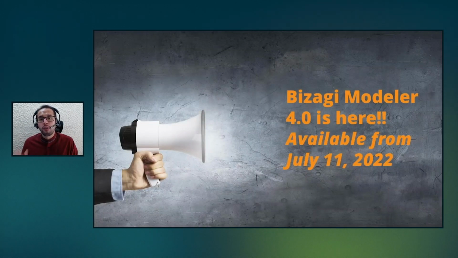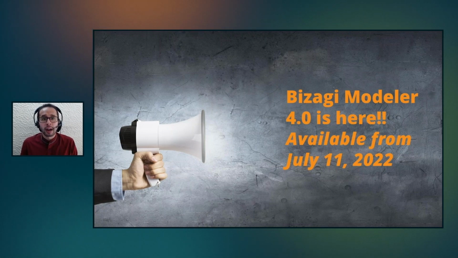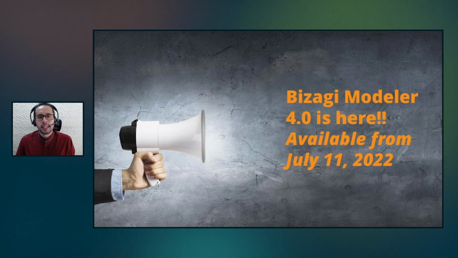Bizagi Modeler 4.0 is here, and it was released on July 11th. So it means we released this latest version of the Bizagi Modeler almost 1 month ago, right? It is ready, everyone can use it. And we have made some important changes in this version. The first one is that we are going to focus a lot on our enterprise customers. So what's the meaning and the implication of that?